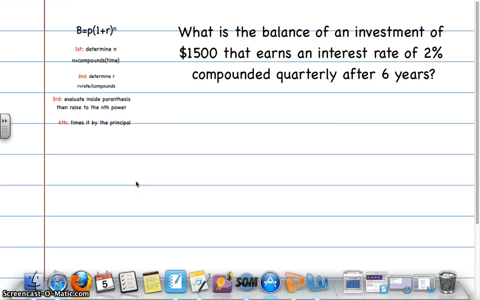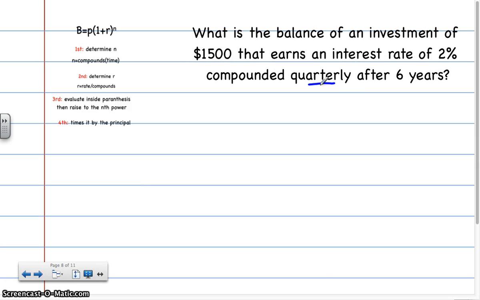I'm just going to have you watch me go through this first example because it is such an intense concept that we haven't really been exposed to much. I want to know what's the balance of an investment of $1,500 that earns an interest rate of 2% compounded quarterly after 6 years. So I put our little steps over here to help you figure out how to identify this step.